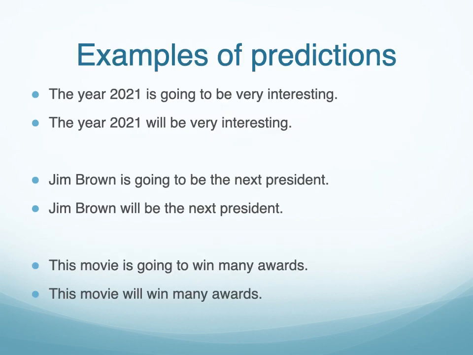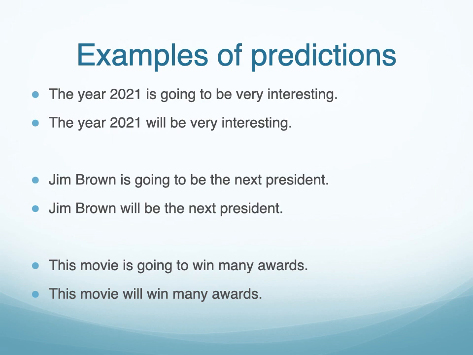So in the first one, the first little couple, the meaning does not change in either one. We could either say, "The year 2021 is going to be very interesting," or "The year 2021 will be very interesting." So we don't really have any control over 2021. We don't have a lot of control over if it will be interesting or not. We're just guessing. We're just predicting that it will be, or it's going to be. So we can use either of those two forms.